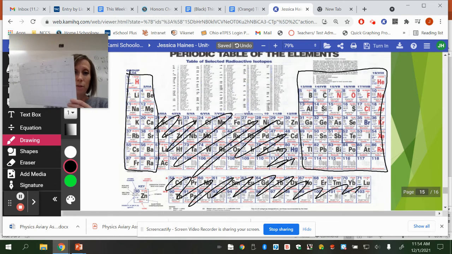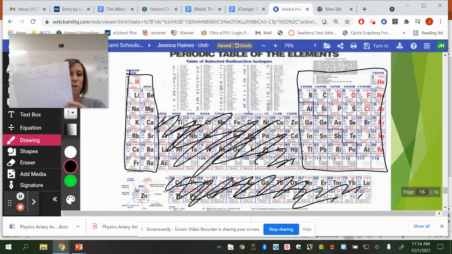So you're not including any of these elements right here at all. And you're not including any of the lanthanides and actinides. You'll only find the S block elements and the P block elements. They're called the main group elements. And that's why it looks funny. It doesn't look like a traditional periodic table because it's a scrunched together version of the periodic table.